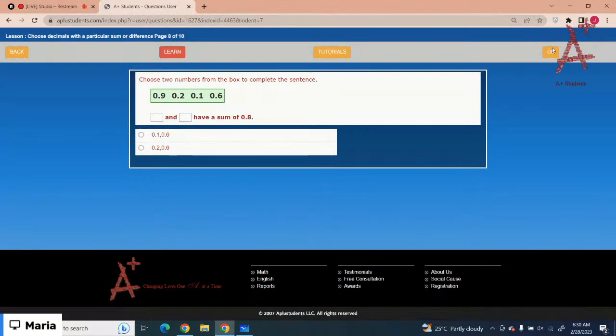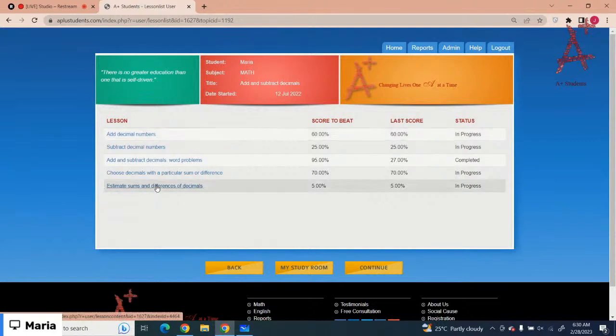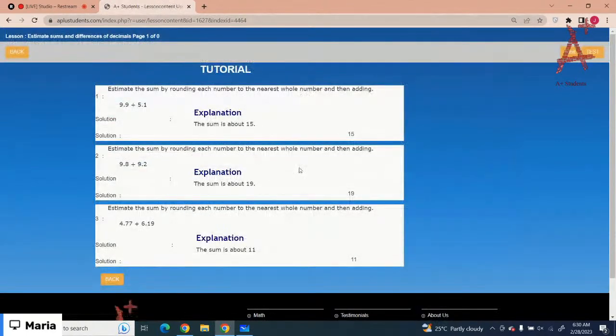Okay, you can complete the test by yourself later today. Let me just move on to the next topic. And the next topic is estimate the sums and differences of decimals. So let's just start with the next lesson. We have to now estimate the sums and differences of decimals. Got it?